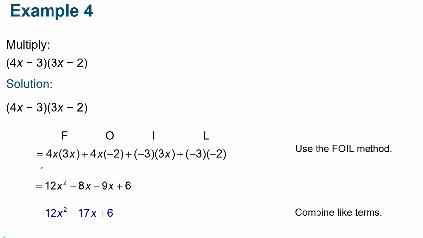Next, all you have to do is clean this up. So 4x times 3x gets me 12x squared. 4x times minus 2 gets me minus 8x. Minus 3 times 3x gets me minus 9x. And negative becomes a positive, so 3 times 2 gets me 6. And when you do these FOILs, often what you're going to have to do is combine the middle terms because they're like terms. So minus 8x minus 9x gets me minus 17x. So this right here is what the expression is FOILed out.